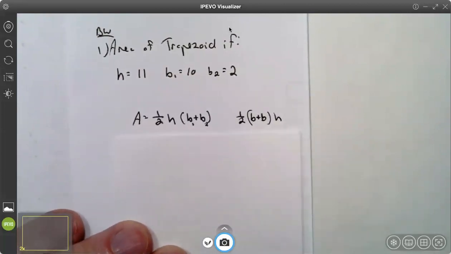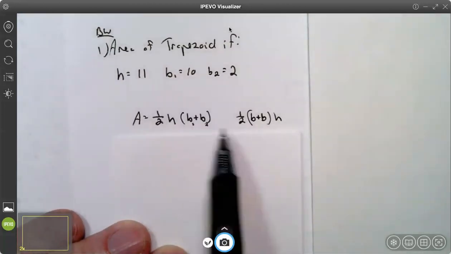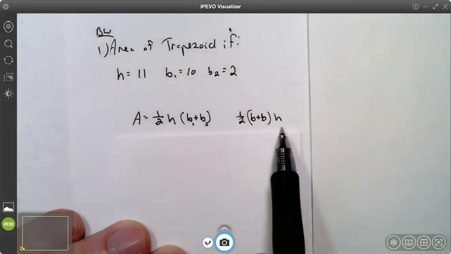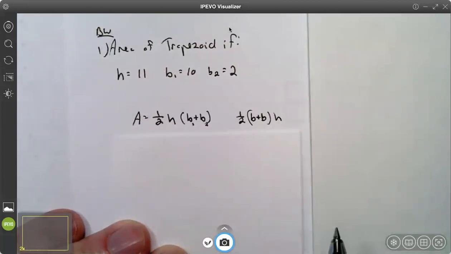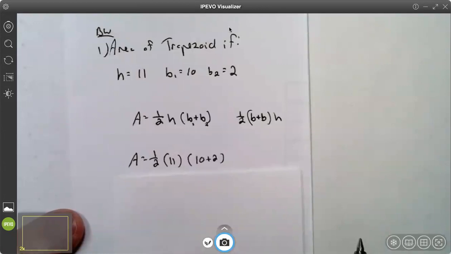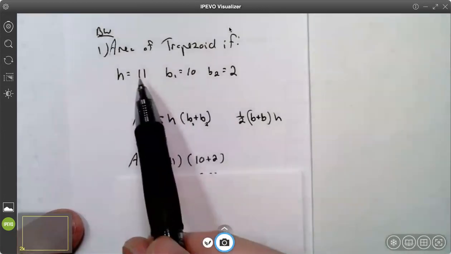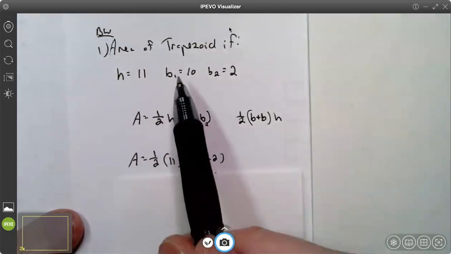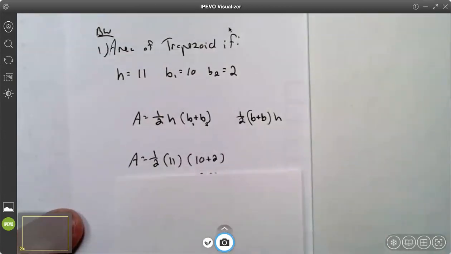Here's your formula. Generally, the formula is half the height times the sum of the bases, but if you wanted to do half the bases times the height, it doesn't matter. You can multiply in any order you want. What is important is that you do this in parentheses first. So here you see I've plugged in the height for H and the two bases for my two B's.